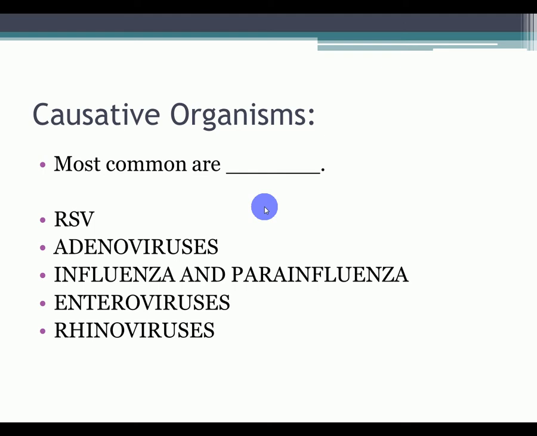Number two, the tongue is larger in proportion to the mouth, making airway obstruction more likely in an unconscious child. Well, if it's larger in proportion to the mouth, then airway obstruction is going to be more likely if that child becomes unconscious.